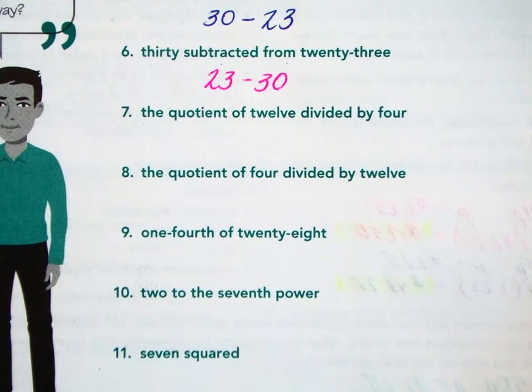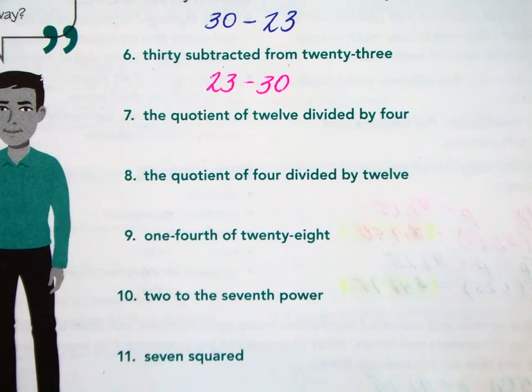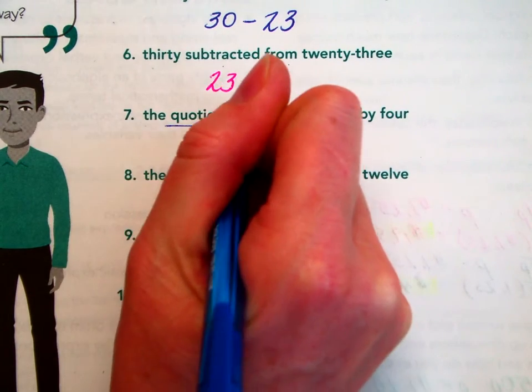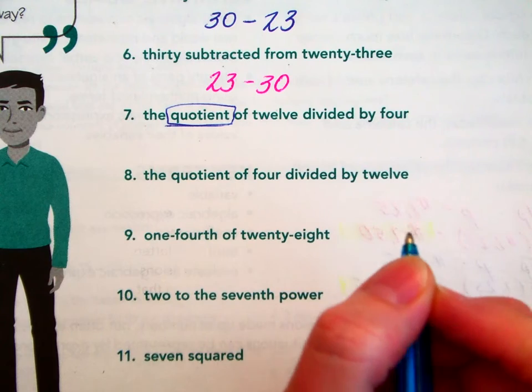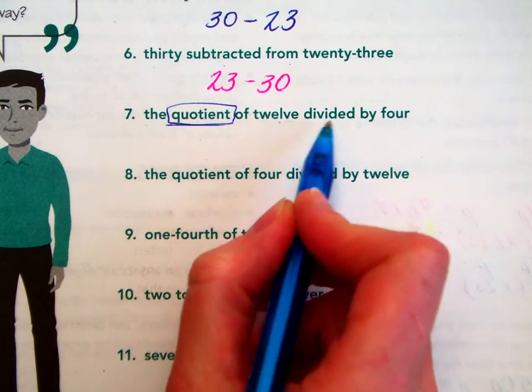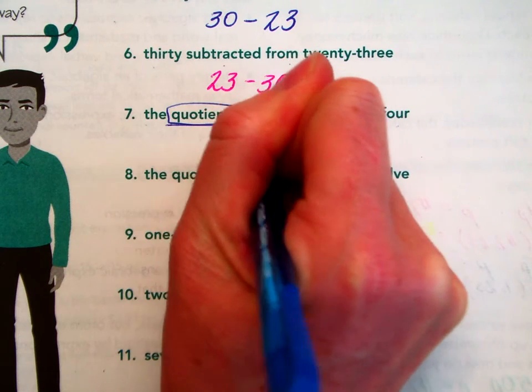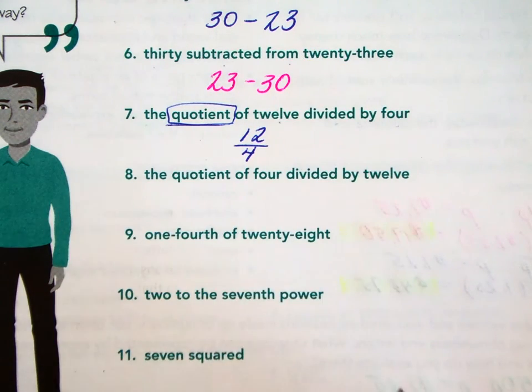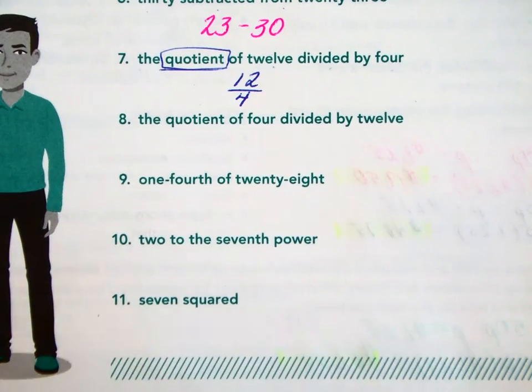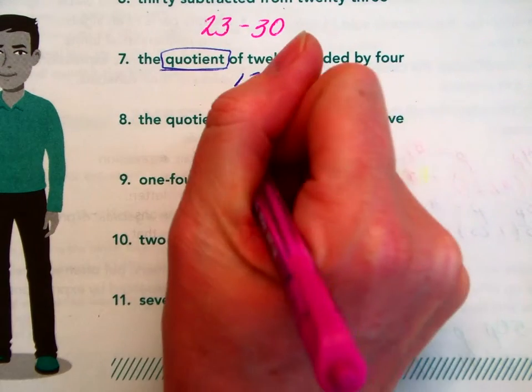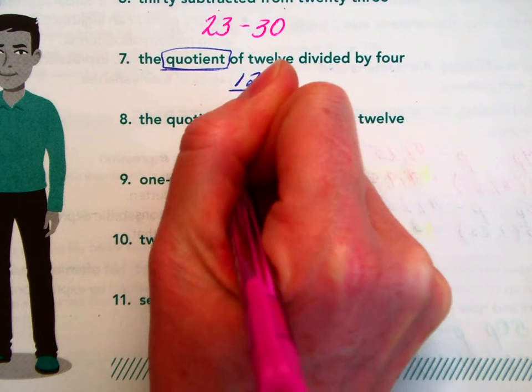The quotient of 12 divided by 4. You have to think back, what is a quotient? The answer to a division problem. 12 divided by 4. The quotient of 4 divided by 12. 4 divided by 12.